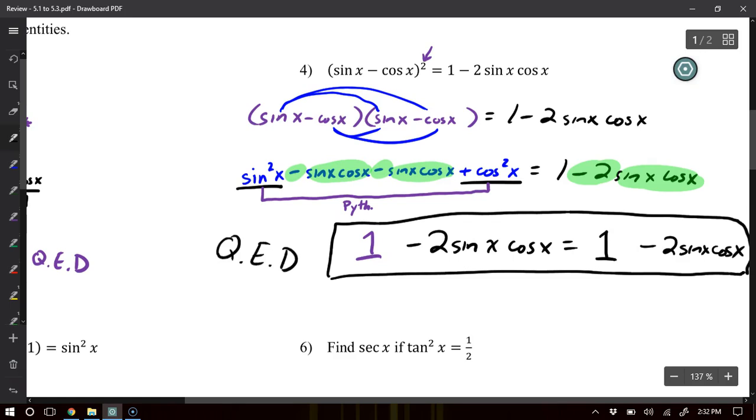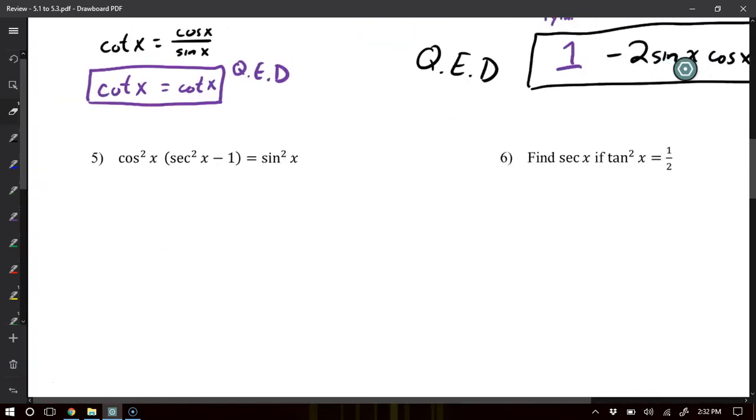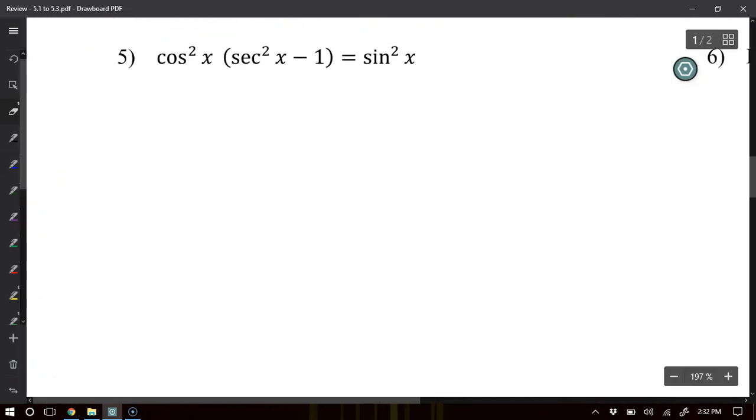So this one, a lot of people want to jump right into trying to distribute the squared. Don't. Remember the definition. What does it mean to square something? And that is to multiply by itself. So be aware of that. Let's look at number 5. There are a couple of cool ways of doing number 5.